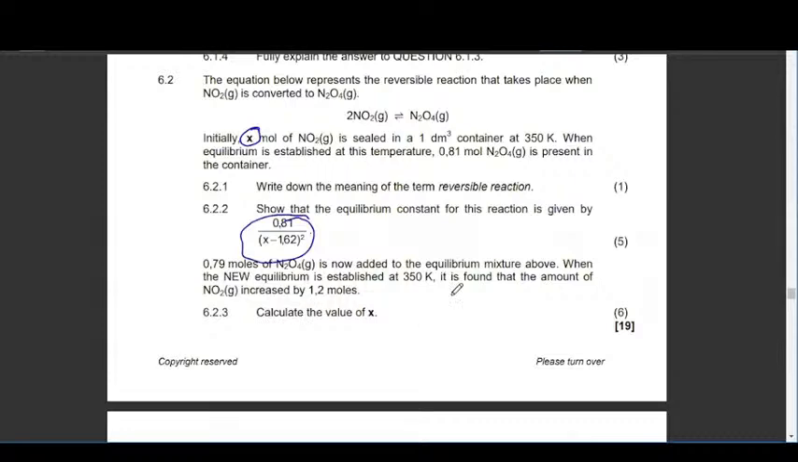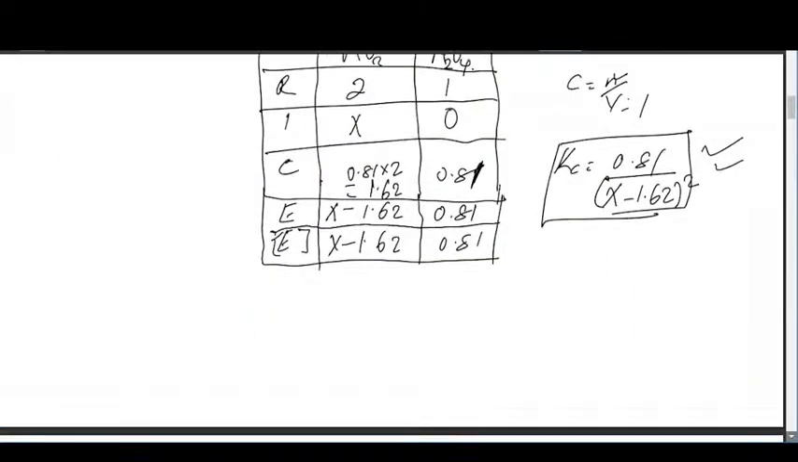Then we go to the second equation, saying that 0.79 moles of dinitrogen tetraoxide is now added to the equilibrium mixture below. So it means that now we have added this. And then when the new equilibrium is established, it was found out that nitrogen dioxide increased. So you need to take note of this because there is an increase.